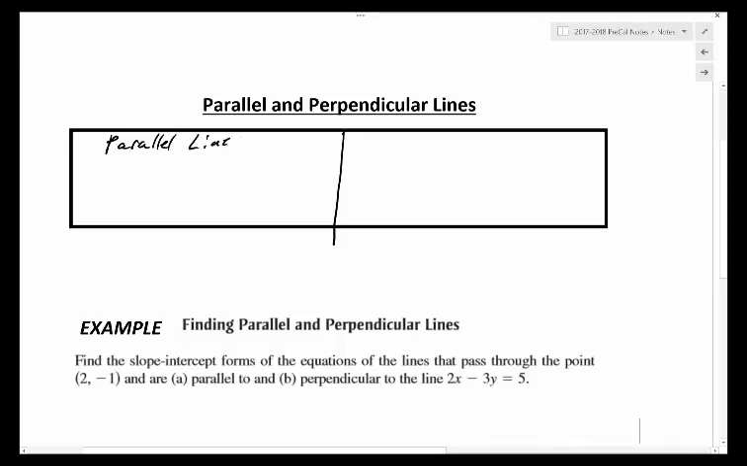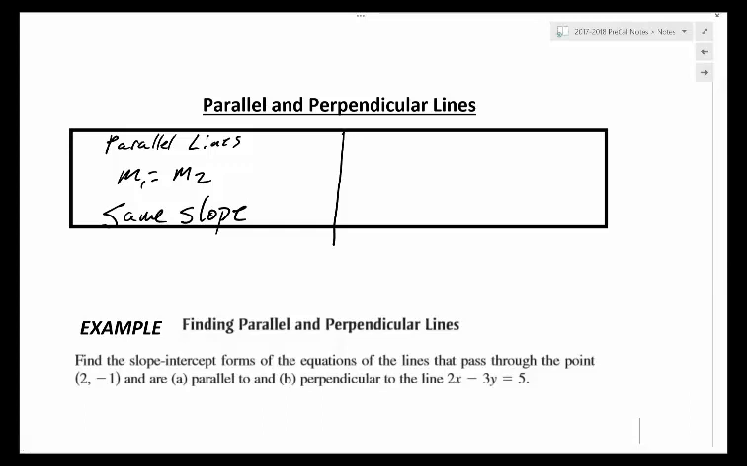Parallel lines: slope 1 equals slope 2. The slope of the first line equals the slope of the second line. Because they're parallel, they will also never intersect.